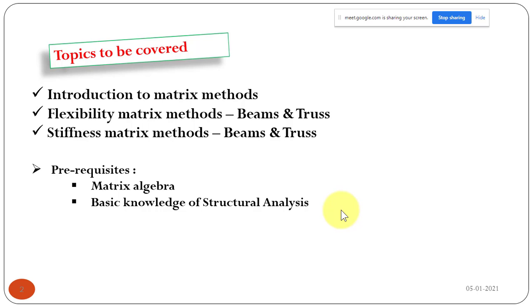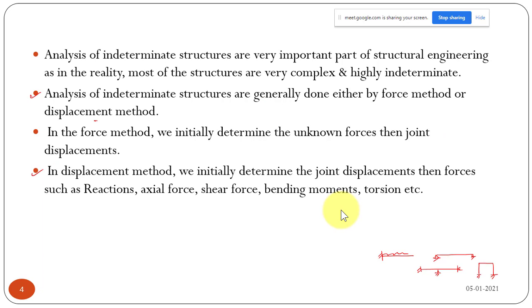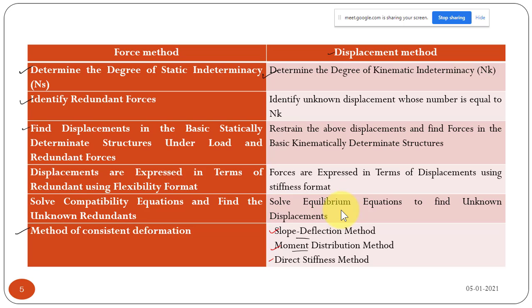So in this module, we are going to discuss the matrix method of structural analysis. There are two methods. We already had some introduction yesterday. One is called the flexibility method, and the next one is the stiffness method. The flexibility method is basically a force method of analysis. Your primary unknowns will be forces, and the stiffness method is a displacement method of analysis.